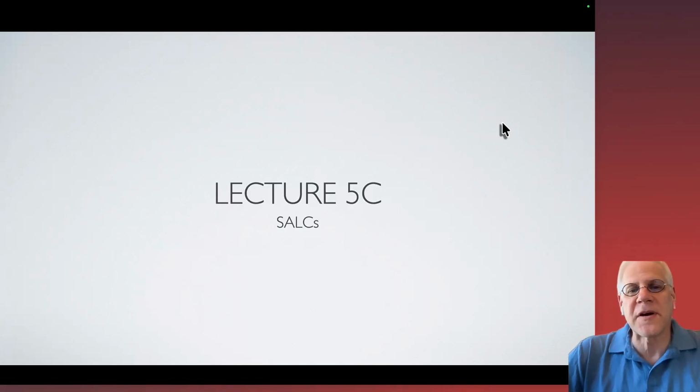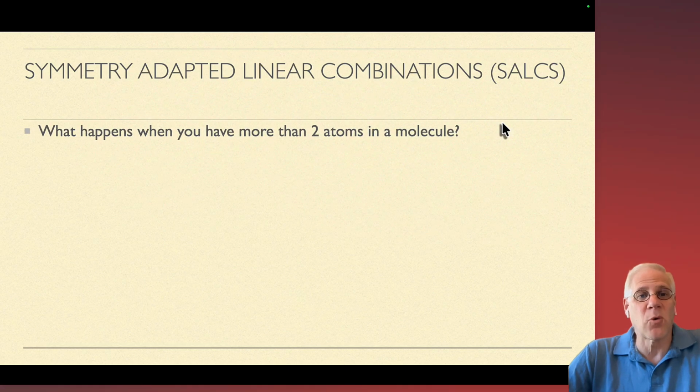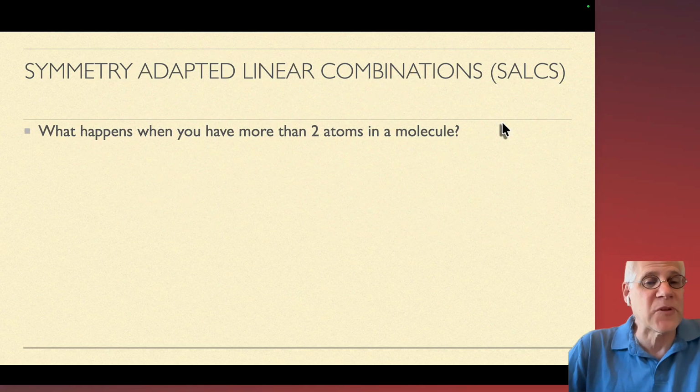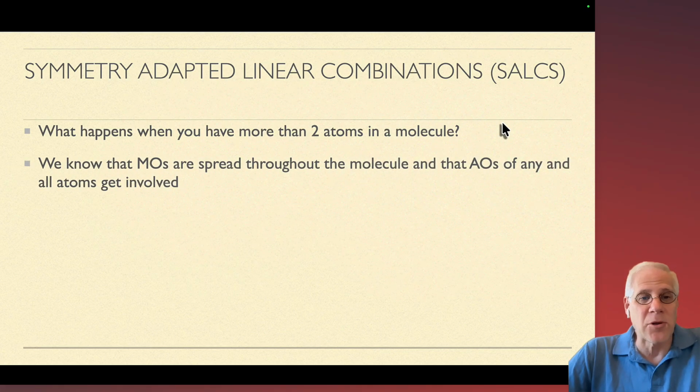So here we are at lecture 5C, and we're going to start talking about things that are called SALCs, which stands for Symmetry Adapted Linear Combinations. And this is what's going to make our life a little bit easier when we're looking at molecules that are larger than diatomics. So what is a SALC? Well, it's what we use when we have more than two atoms in a molecule.